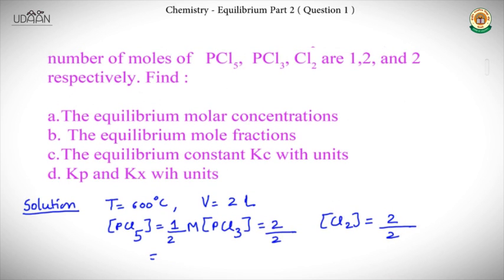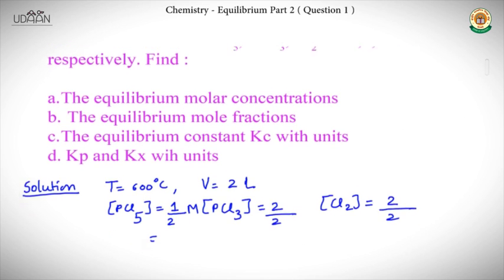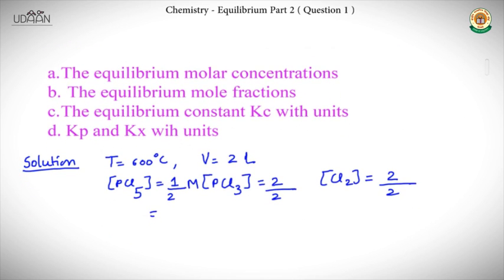The temperature is 600 degrees Celsius. The volume is 2 liters. We know that the number of moles of PCl5, PCl3 and Cl2 are 1, 2 and 2. And we know that the molar concentration is the number of moles divided by the volume of the reaction vessel. So, at equilibrium, the concentration of PCl5 will be 1 upon 2, which is 0.5 molar. We take the number of moles and divide by the volume, so 1/2 gives 0.5 molar.